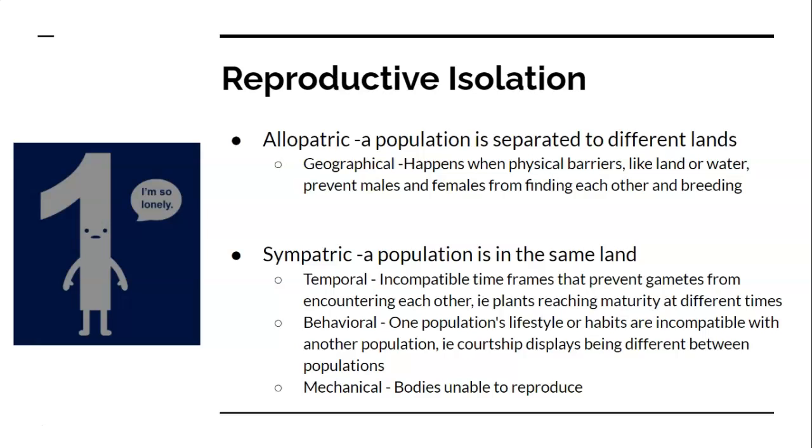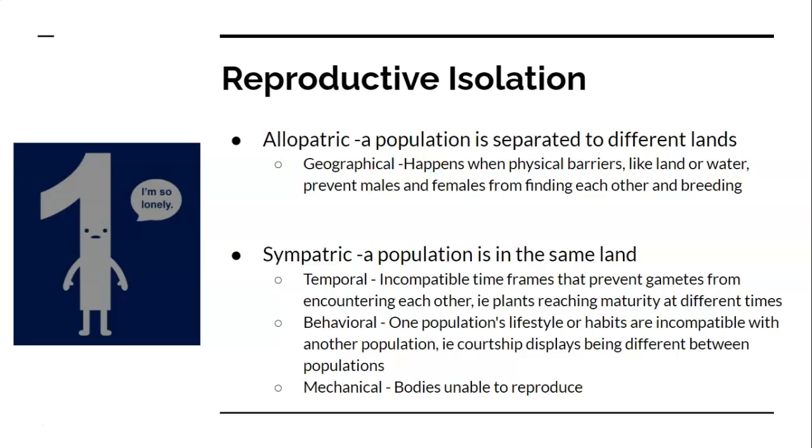Now let's talk about reproductive isolation. There's two types, allopatric and sympatric. Allopatric is when a population is separated by land, so geographical, right? So this is when land or water is going to prevent males and females from finding each other. And then sympatric is when the population is in the same area, but there's other issues playing a role.